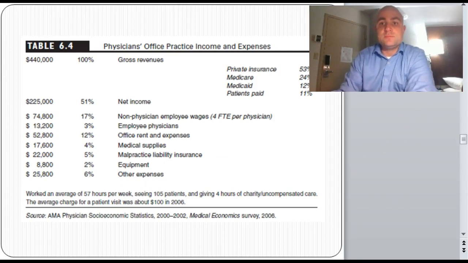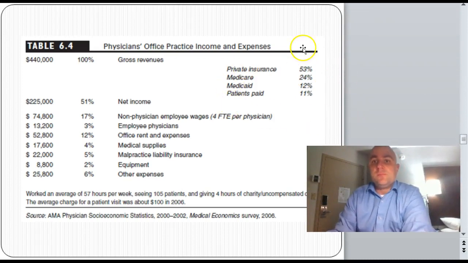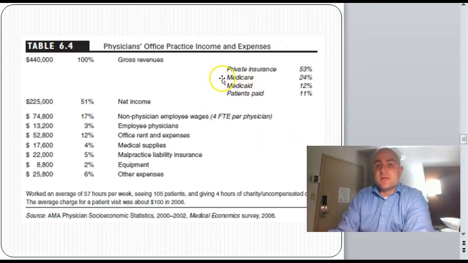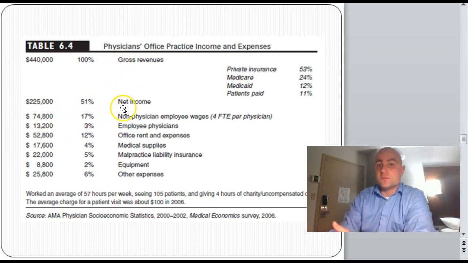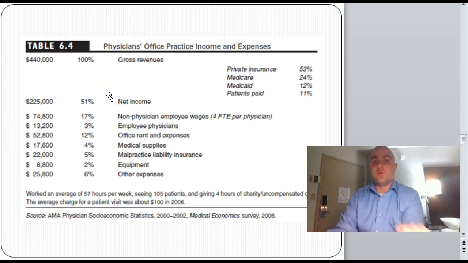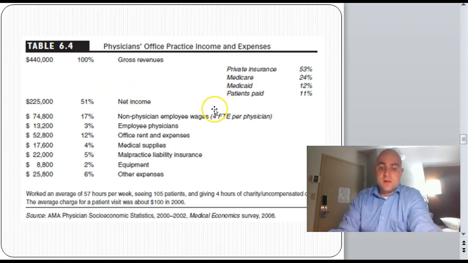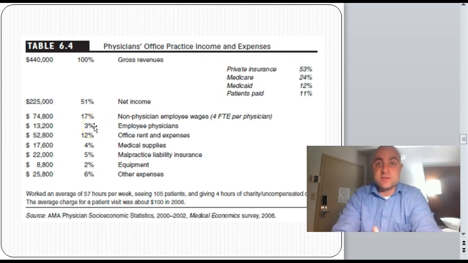So here we have an example of a hypothetical physician's office and a breakdown of the practice. Here we have the gross revenue, $440,000, and you can see that the money that came in came from a variety of sources: insurance, Medicare, Medicaid, and out-of-pocket. Now, roughly half of all that revenue was net income or profits, but the other half was for expenses.